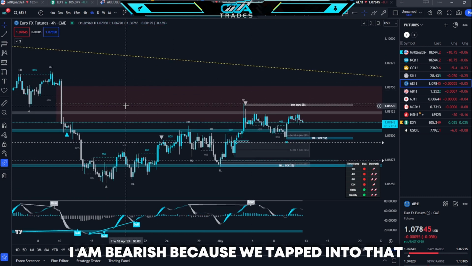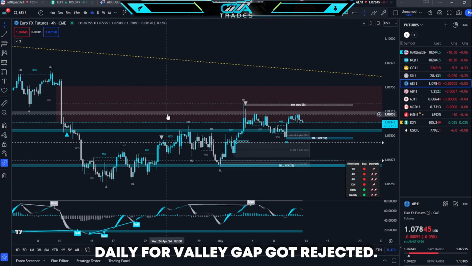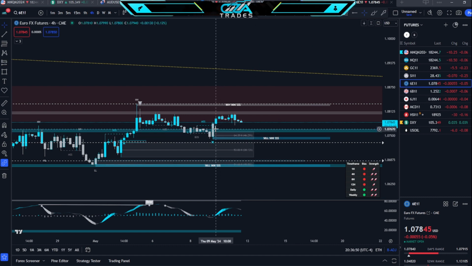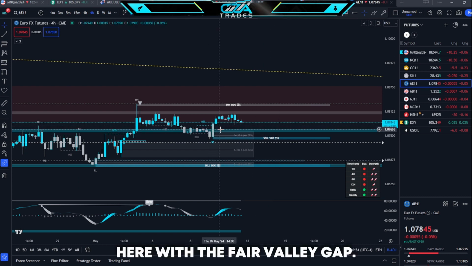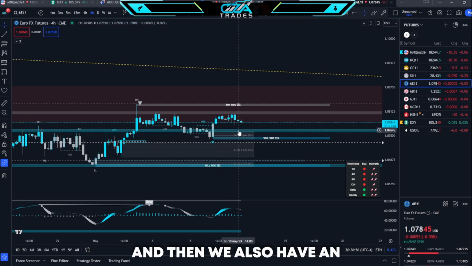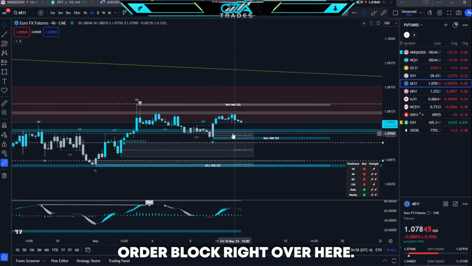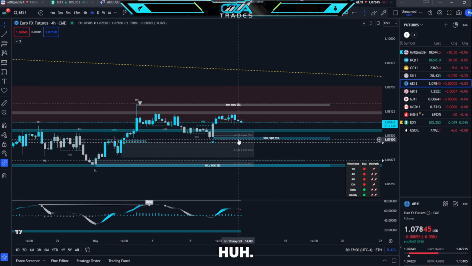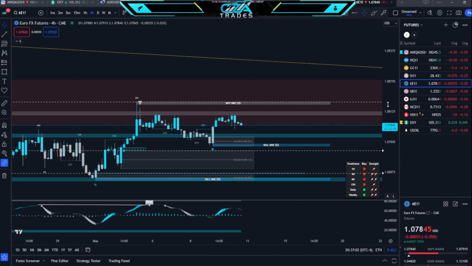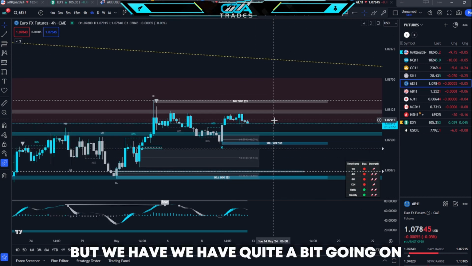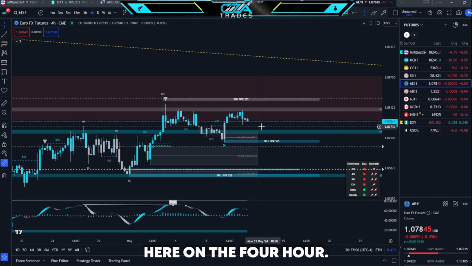I am bearish because we tapped into that daily fair value gap and got rejected. We have this market structure shift over here with a fair value gap, and then we also have an order block right over here. Nice. But we have quite a bit going on here on the 4 hour.